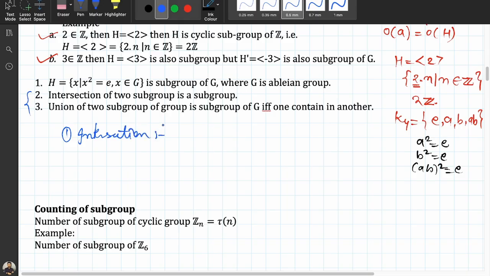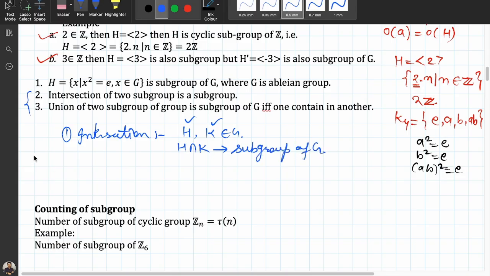What is intersection? Let's say I have two subgroups, H and K, of a group G. If I take the intersection H intersection K, it means I'm taking the common elements which are inside H and inside K. Both H and K are subgroups, both satisfying the four properties. If I take the intersection, then it is again a subgroup of G.